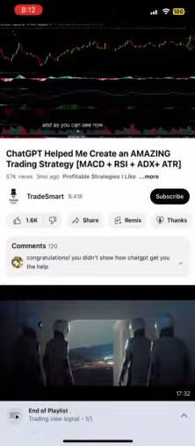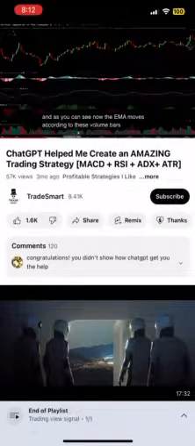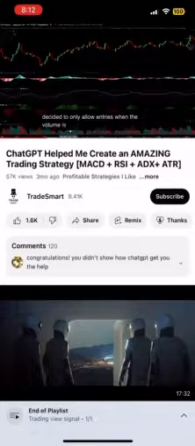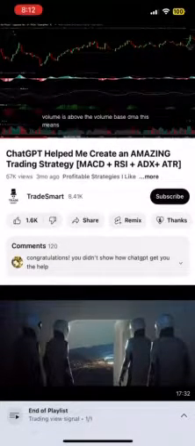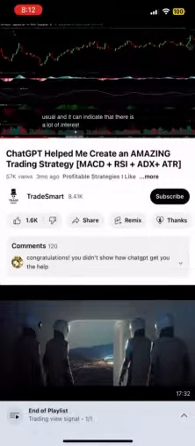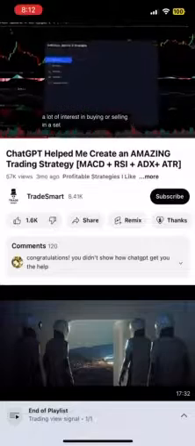And as you can see now, the EMA moves according to these volume bars. So I decided to only allow entries when the volume is above the volume-based EMA. This means that the volume is higher than usual, and it can indicate that there is a lot of interest in buying or selling an asset.